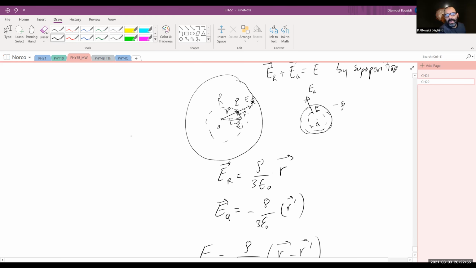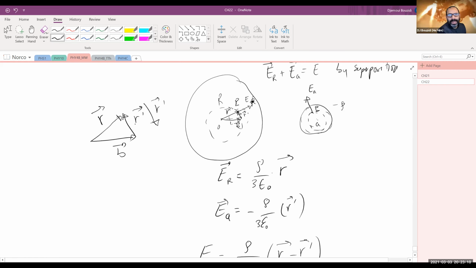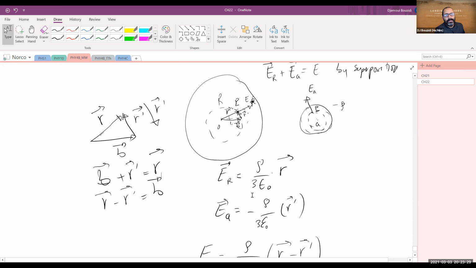So this is B, this is R prime, and this is R. So if I take R and subtract from it R prime, that means I add to it the opposite. So I'm getting B. Do you guys see that? In other words, B plus R prime is equal to R. So it's clear from this expression that R minus R prime is B. Yes? From the geometry only. Make sense?